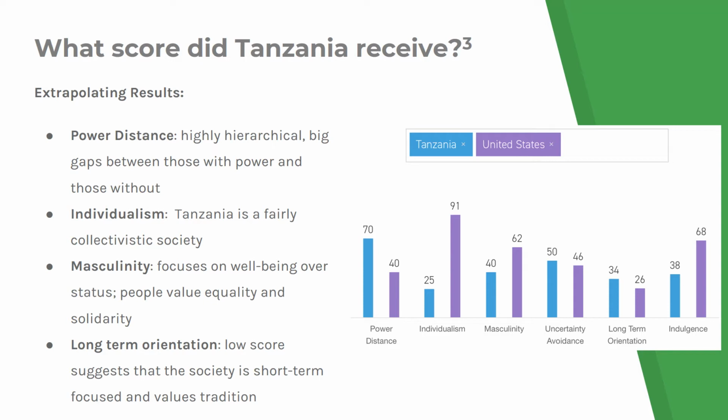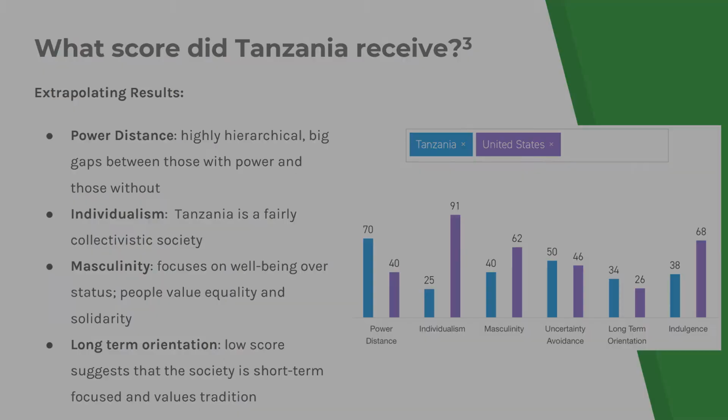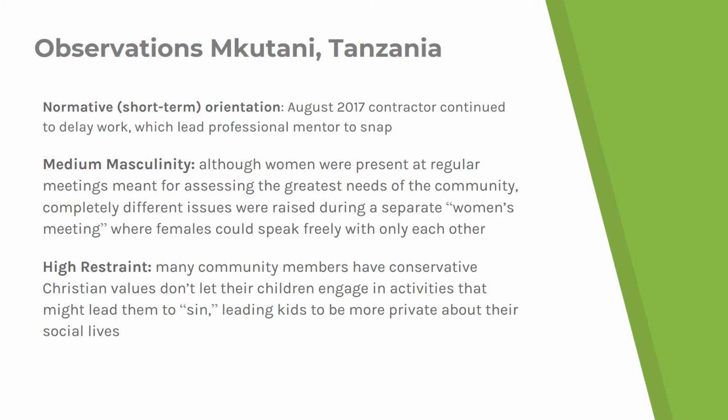Masculinity was pretty neutral on the lower side, which means that according to Hofstede Insights, Tanzania focuses more on equality, community and cooperation than status and achievement. Long-term orientation was also on the lower side, meaning that the society is short-term focused and it values tradition. So we applied the dimensions from Hofstede's cultural scales to our own observations of Mkutani in Tanzania. We agreed with Hofstede's assessment that Mkutani has a pretty normative or short-term orientation.